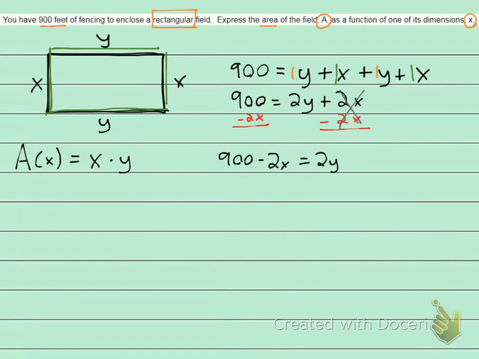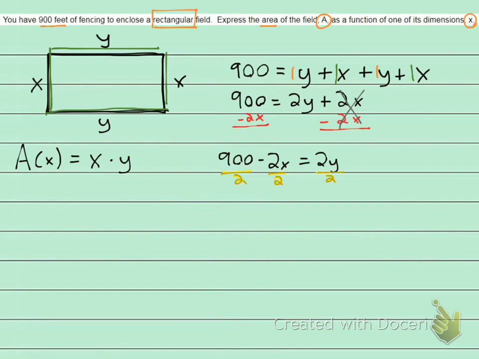One more step to get my grumpy old y all by herself. Here she is. She wants to get rid of that 2. So we need to divide both sides by 2. Divide this side by 2 and divide this side by 2. That's not easy to see, so let's try a different color there. Divide this side by 2 and divide this side by 2. That's better.